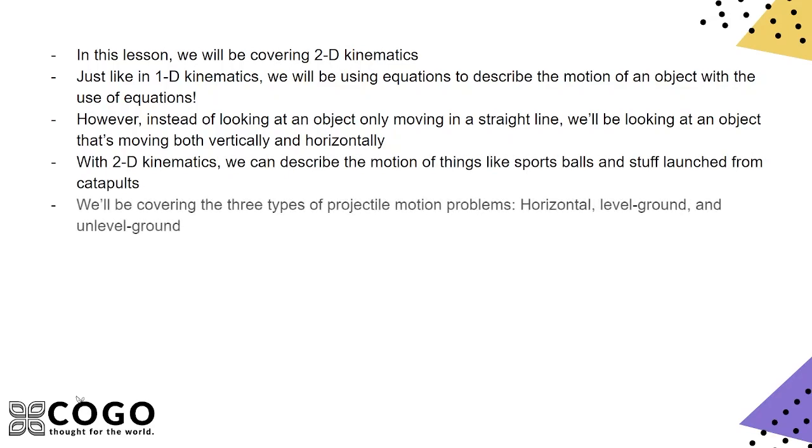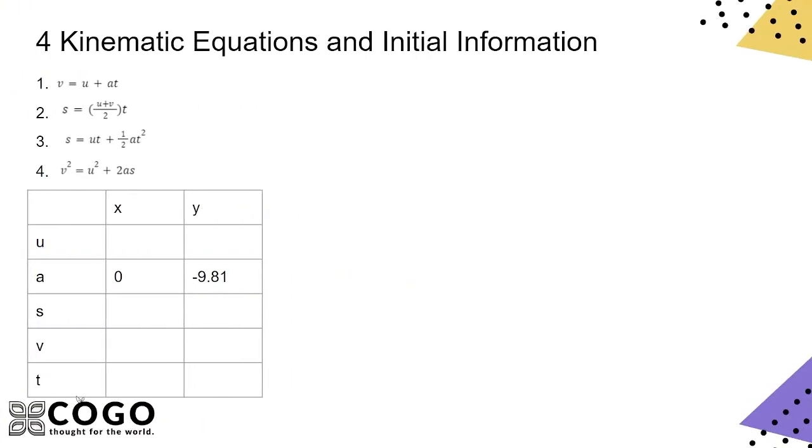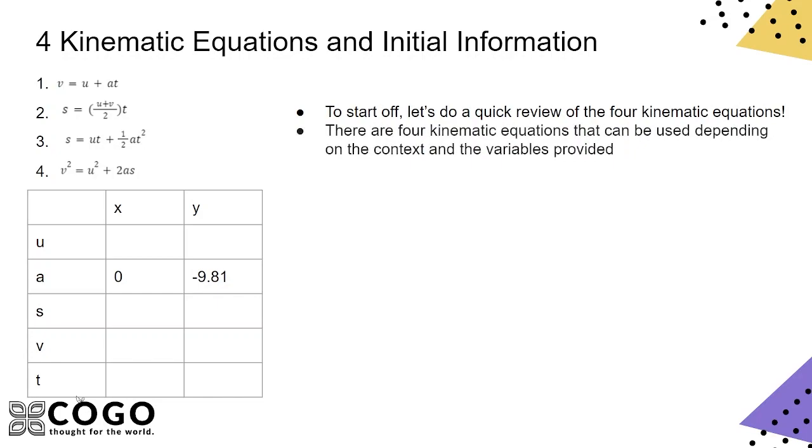We'll be covering the three types of projectile motion problems: horizontal, level ground, and unlevel ground. With all that said, let's get right into the lesson. To start off, let's do a quick review of the four kinematics equations. There are four kinematic equations that can be used depending on the context and the variables provided.